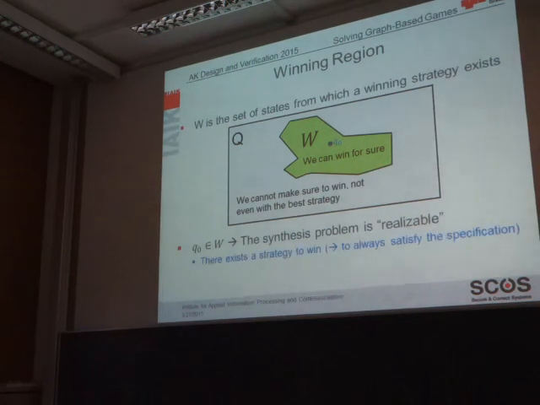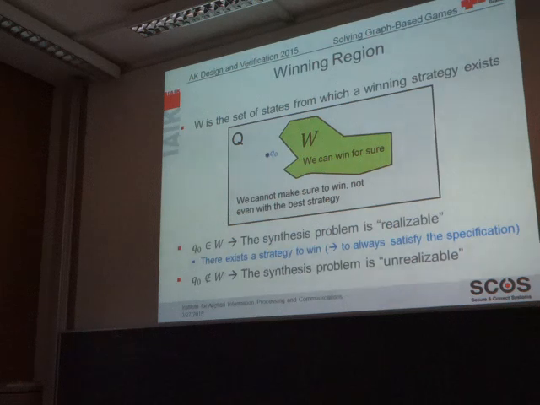The other case is when the initial state Q0 is outside of the winning region, then this basically means that we cannot win the game, not even with the best strategy. There is some environment behavior which can make us lose. So in this case, the synthesis problem that we are trying to solve is actually unrealizable. There is no solution. In this case, we will just abort and tell the user, look, your specification doesn't have a solution. It's impossible to realize this specification.